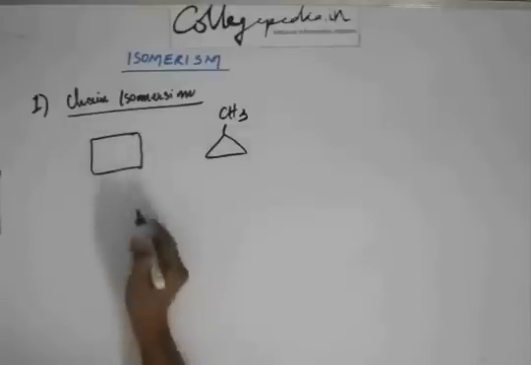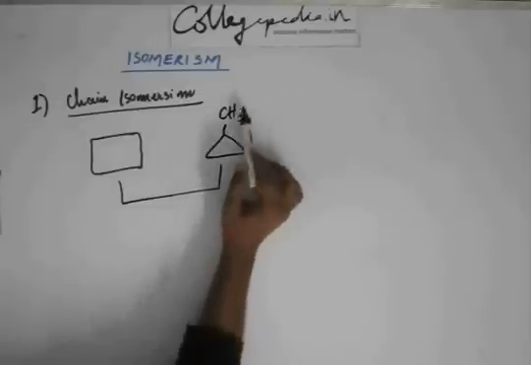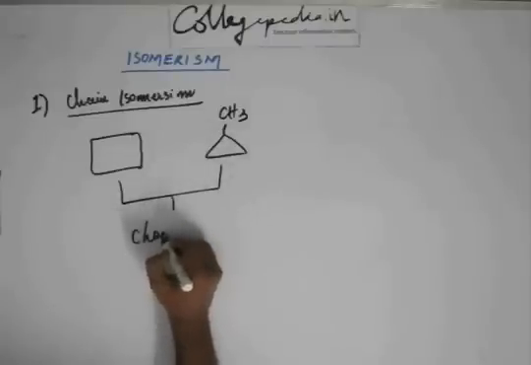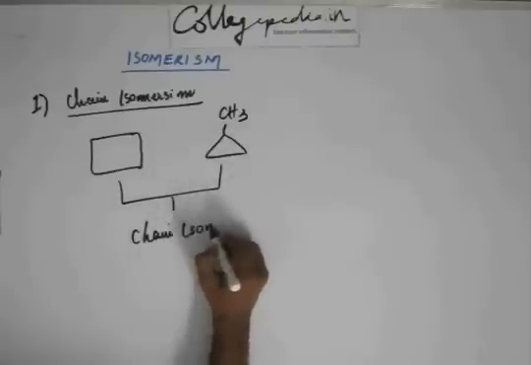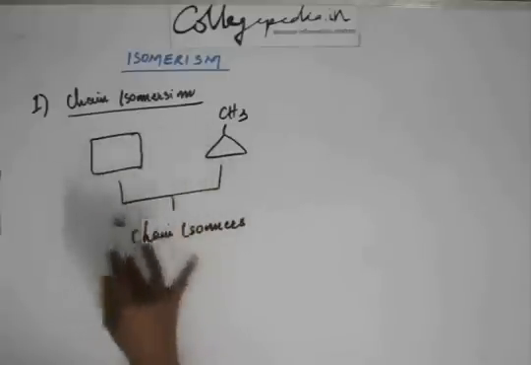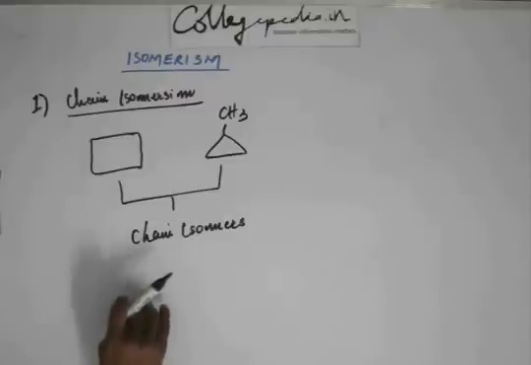This is very important to understand: the relation between this cyclobutane and 1-methyl cyclopropane is that they are chain isomers. The reason being the number of carbons in the cyclic chain are different. So they are chain isomers.